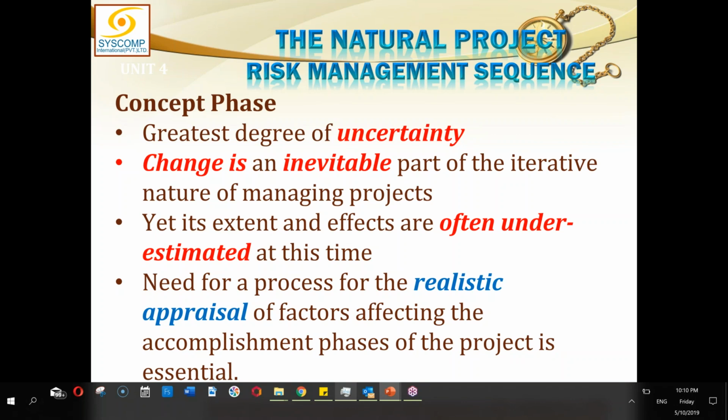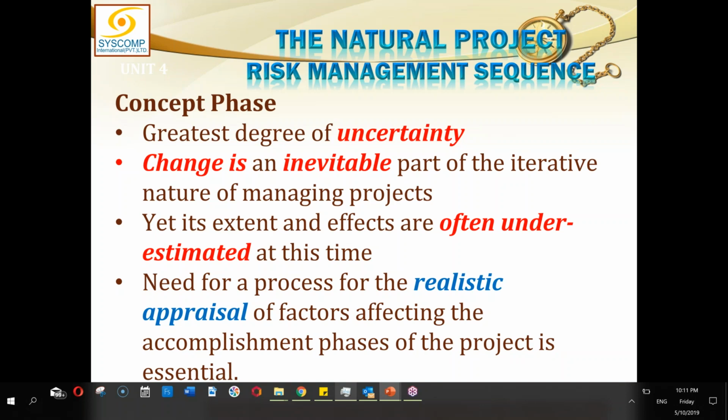Change is an inevitable part of the iterative nature of managing projects. So we have options. This will happen. This can happen. If this happens, then I'll do this. And if that happens, I'll do that. So there are so many ifs and buts in the beginning. So you have to plan for all the contingencies. Yet its extent and effects are often underestimated at this time.